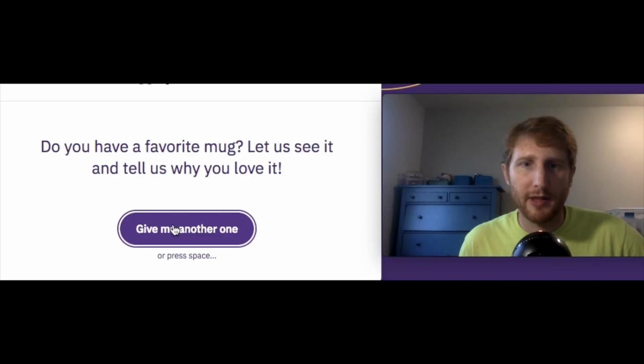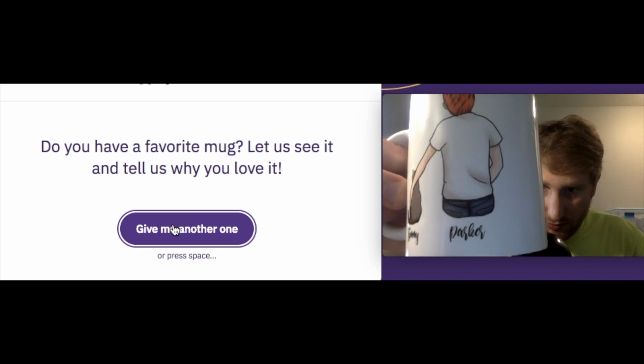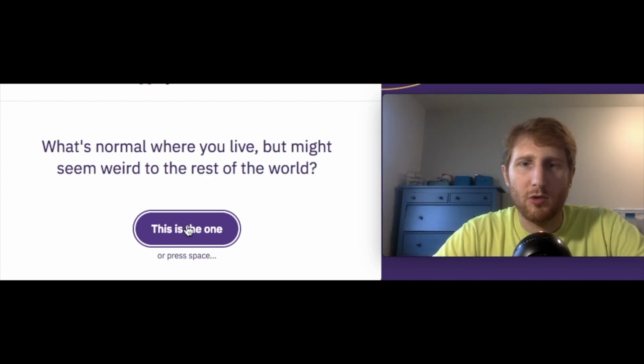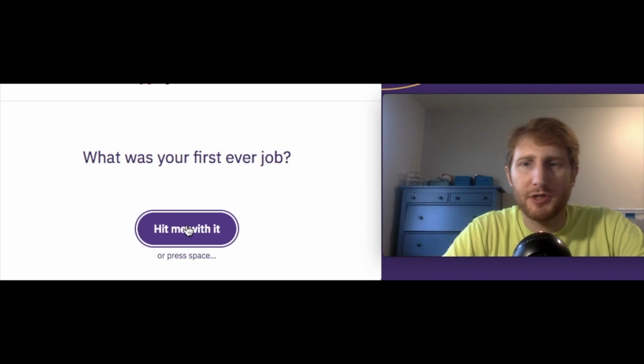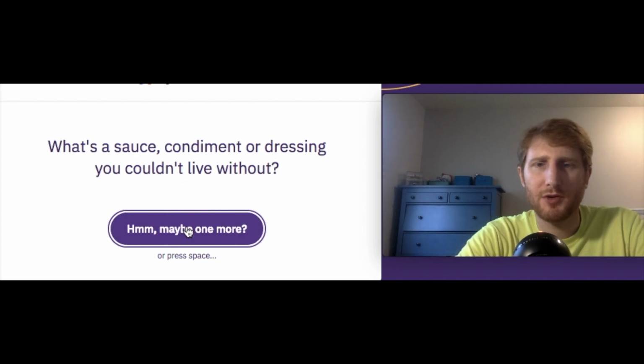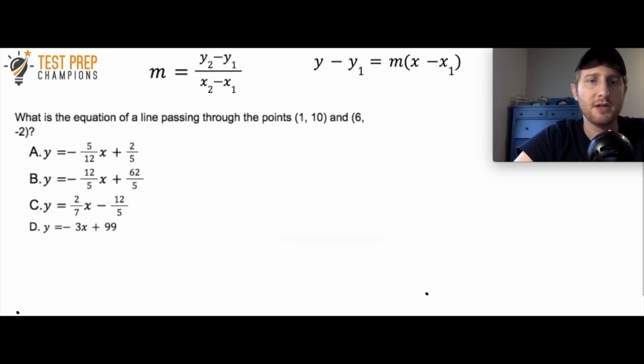Do you have a favorite mug? Let us see it and tell us why you love it. Okay, so right here, this is a mug, and it's a cartoon of me with my cat Tommy. What's normal where you live but might seem weird to the rest of the world? Probably putting French fries on food. What was your first job ever? I was a cashier at a gas station. My second job, I delivered pizza. Name a healthy food you enjoy and an unhealthy food that you find hard to resist. So a healthy food I like would be watermelon or pineapple. An unhealthy food I find hard to resist is really anything with sugar, any kind of sugary candy. What's a sauce, condiment, or dressing you couldn't live without? Probably ranch.